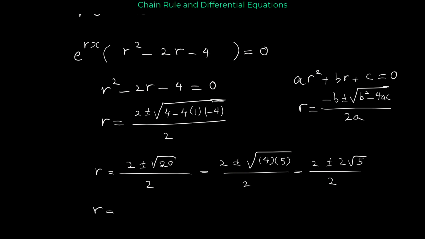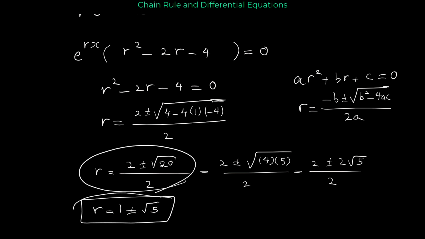Now we can write this answer as 2 divided by 2 is 1, plus minus 2 radical 5 divided by 2 is radical 5. So this answer is the same as this, but this is more simplified, and it's better to simplify your final answer. So the values of r that make that given function a solution for the differential equation are these numbers: 1 plus minus radical 5.